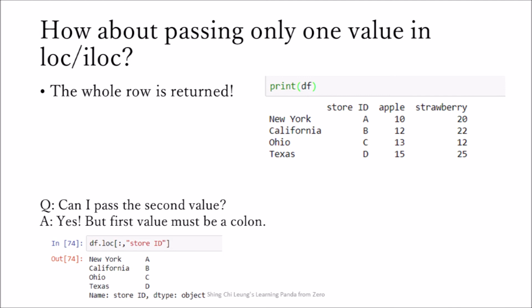Then what if I want to access the whole column? Can I just pass the headers? The answer is no. For loc and iloc, they always assume the first one is for the rows. If we want to get the column store ID in this example, we need to write colon, comma first.